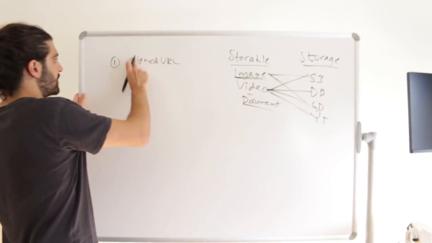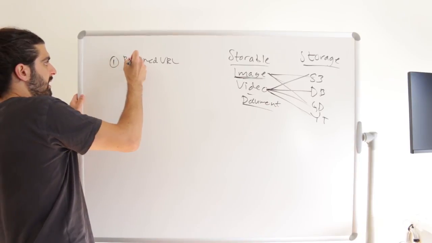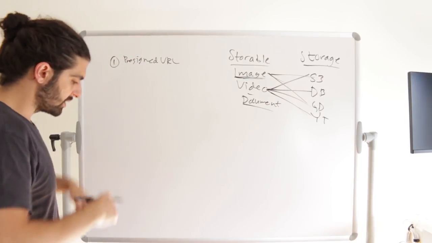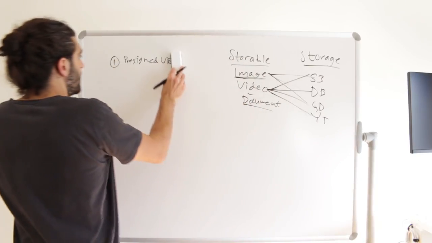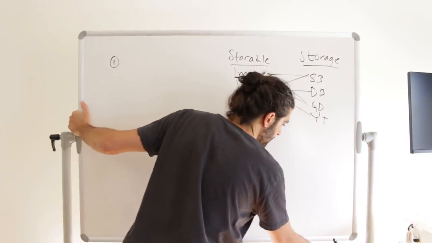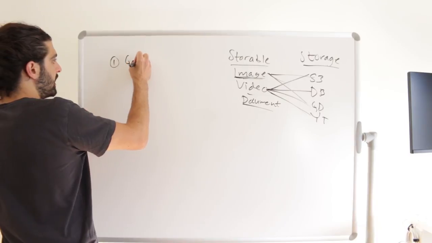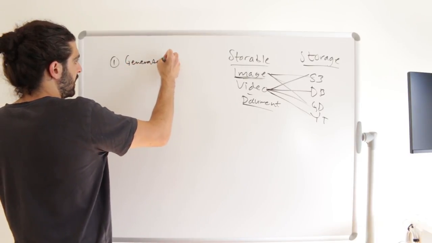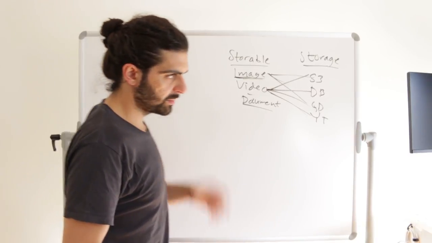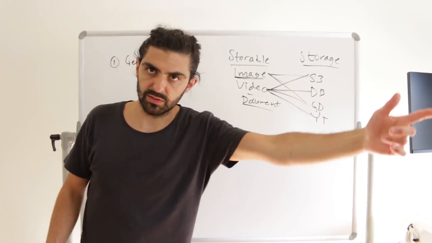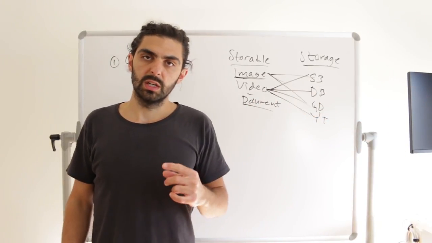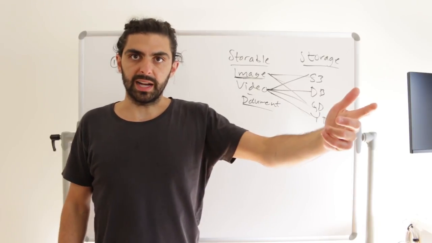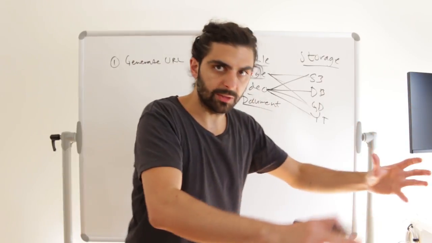I think you call it a pre-signed URL. Sorry, so a pre-signed URL is generated. Let me say that instead. You generate a URL. And what this means is that you talk to S3 and you get a URL back, and then the client can use that URL to upload their file. So that's where they will send the file.